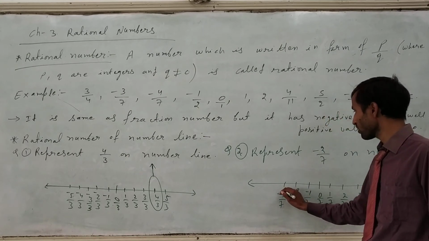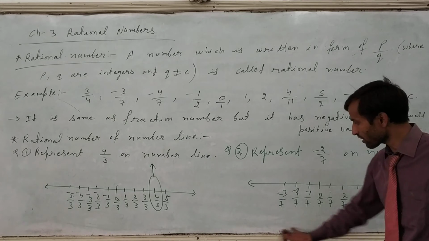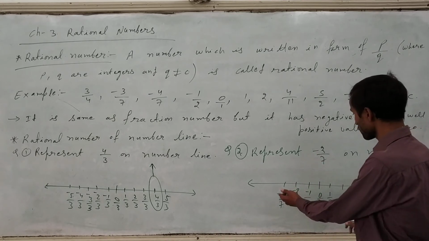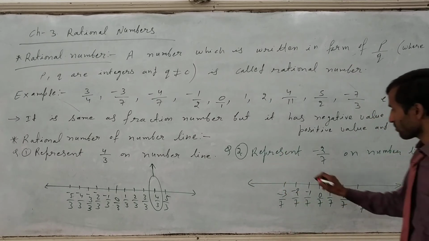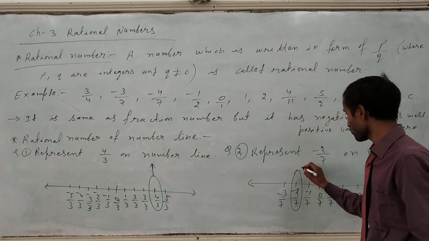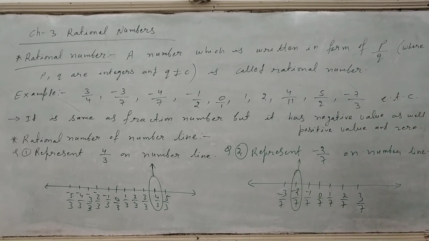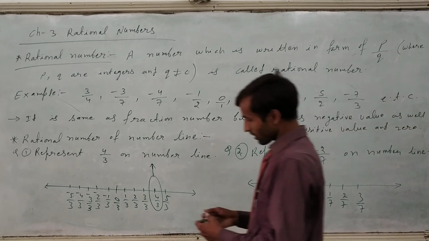Now just see all the numbers, where minus 2 upon 7 is lying. You see here, after 0, on the left side of 0, minus 2 upon 7 is there. So make a circle here, and this is the final answer. Like that you have to represent any decimal number on the number line.